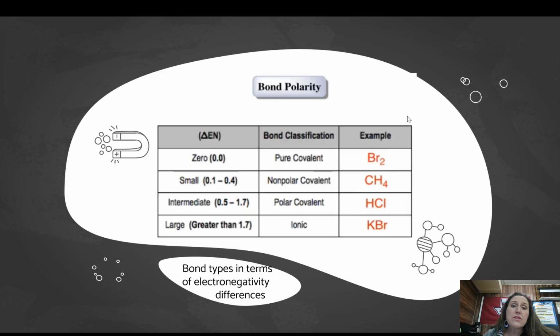Now, when we start getting into the greedy toddler, pulling the electron closer to it, we become polar covalent. That means we are sharing electrons unequally. And ionic is when we completely give up an electron. And when we completely give up an electron, that means the difference between the electronegativity of the two atoms is so great that the electron is just completely pulled to the other ion. And we'll see examples of that in a minute.